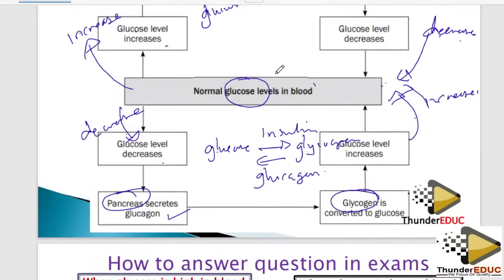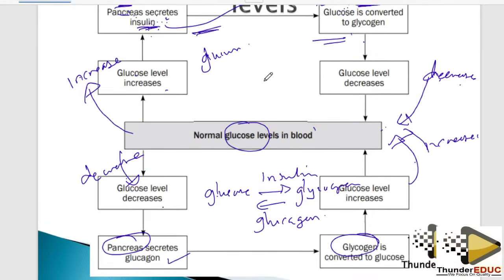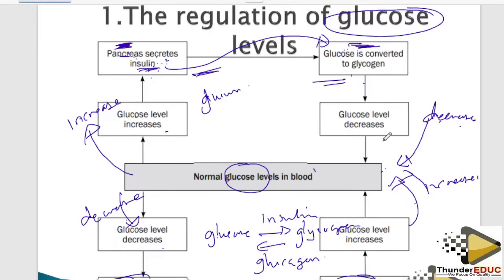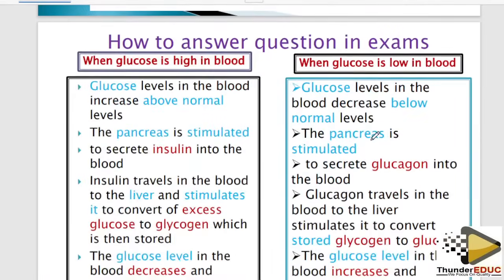Now, this is the same thing I've explained. You don't need to memorize or cram. You just need to understand. First step increase, last step decrease. Which gland? You know the gland, which hormone it produces. So what is the function of that hormone? You have got to know the function of that hormone, and then that hormone is going to bring about the decrease in the level of glucose, and then the situation goes back to normal.